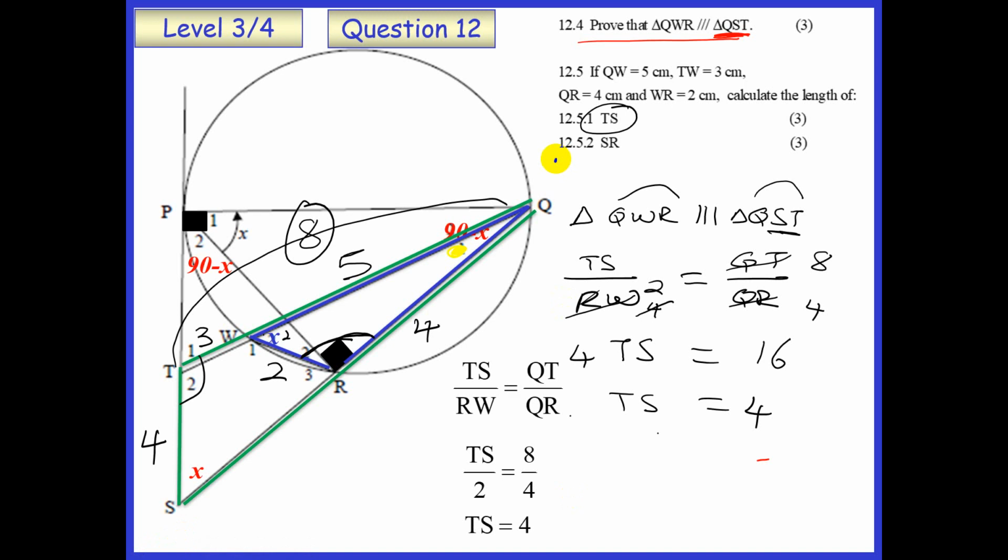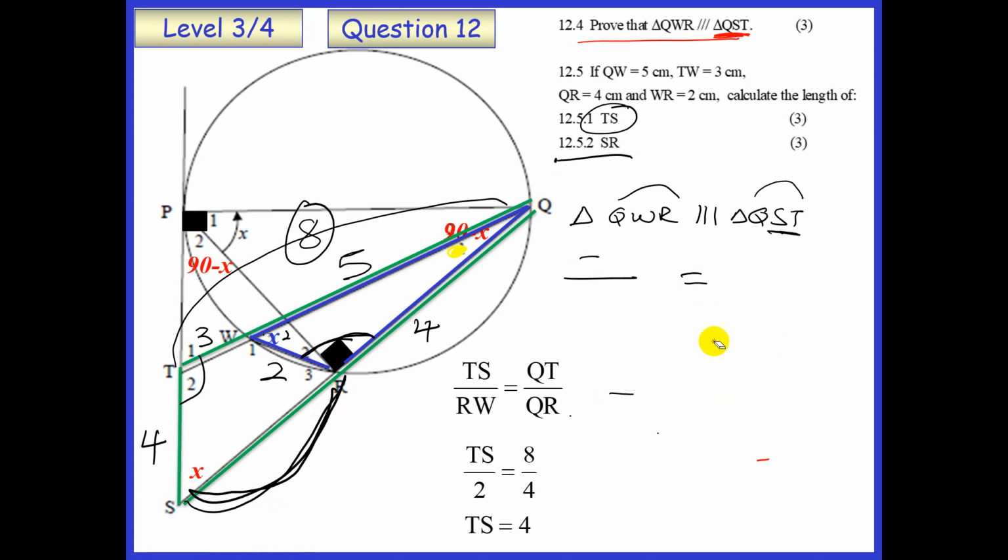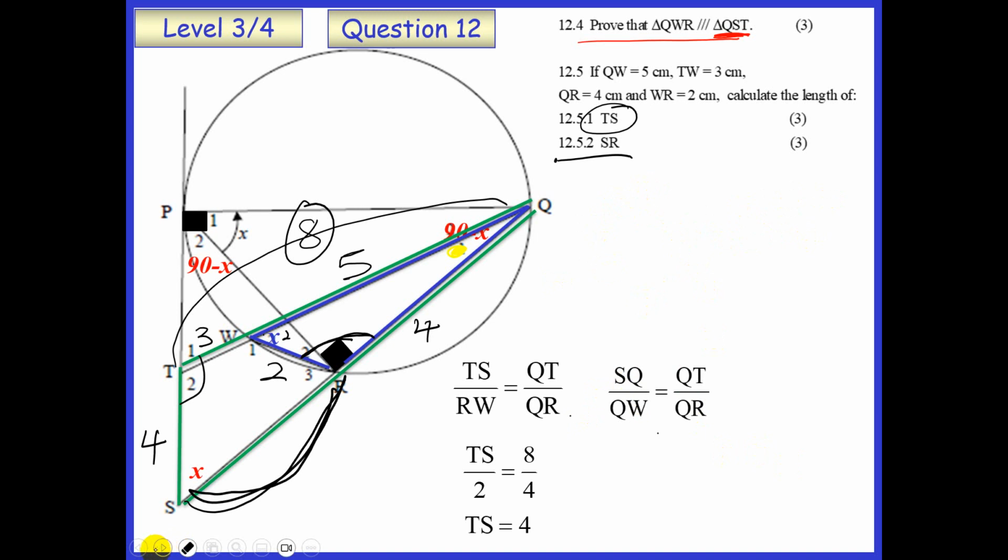The last question is to find SR. And if we look at the diagram, SR, so it's that part. And we can use ratios and proportion again. I just want to clear my slide. And using ratio and proportion again, we'll come up with SQ. If we look at SQ from the ratios that was previously given, that SQ is the whole side over QW. And then we have QT over QR, and that comes straight from the ratios.